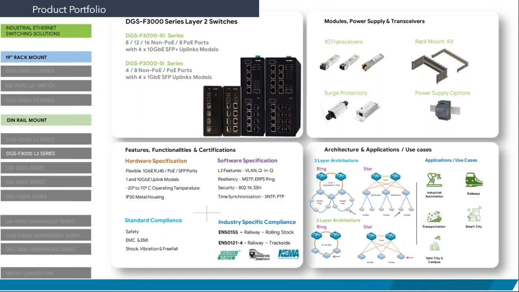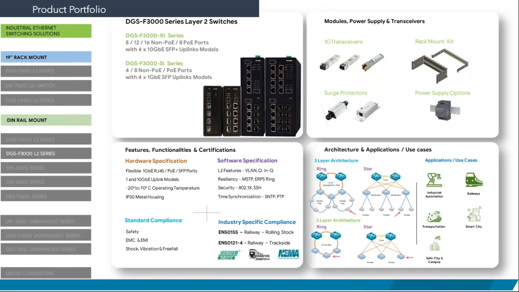Then this is our most popular series, the DGS-F3000 series, which is a layer 2 series. In industry, in customer deployments, customers use commercial switches as the core switch, but for access switches, customers need to deploy switches with higher temperature support, so they go for the L2 switches. Access switches are always L2 switches.